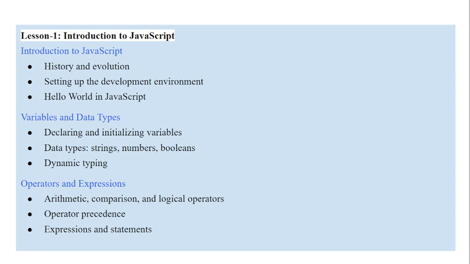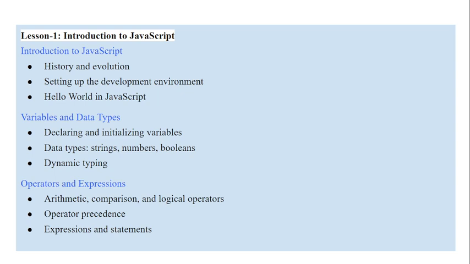Okay, this is overall chapter 1. Mainly in chapter 1, we have the development environment. For that, we need to install VS Code, and after that, we have a small program, Hello World, how to write a Hello World program in JavaScript. And after that, we have variables. In variables, mainly we have var, let, const keywords. And what are variables? Variables are used to store data.